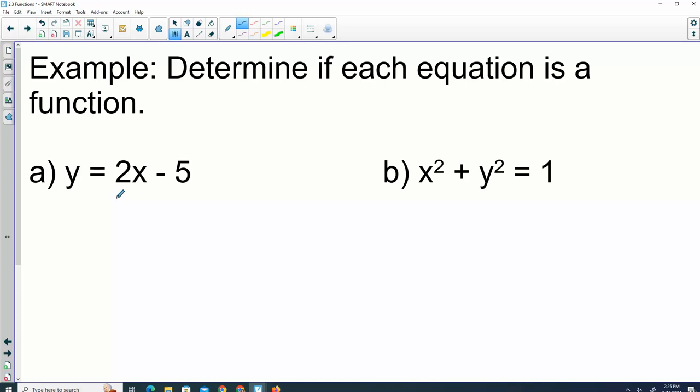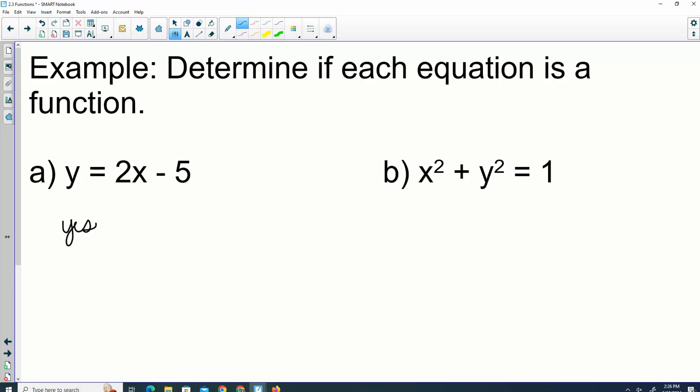Okay, so if you give me a number. If I put in a 5, 2 times 5 minus 5, we get 5. Do we get that answer every time? I put in 5. Yes. If I put in 0, I get -5. Do I ever get a second answer? So would this one be a function? Yes. No matter what you plug in for x, you get one answer and you get that answer every time.